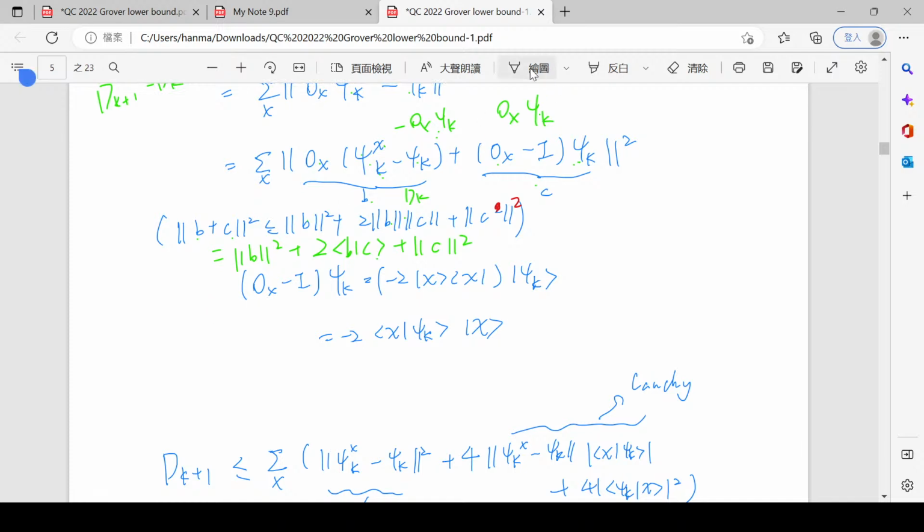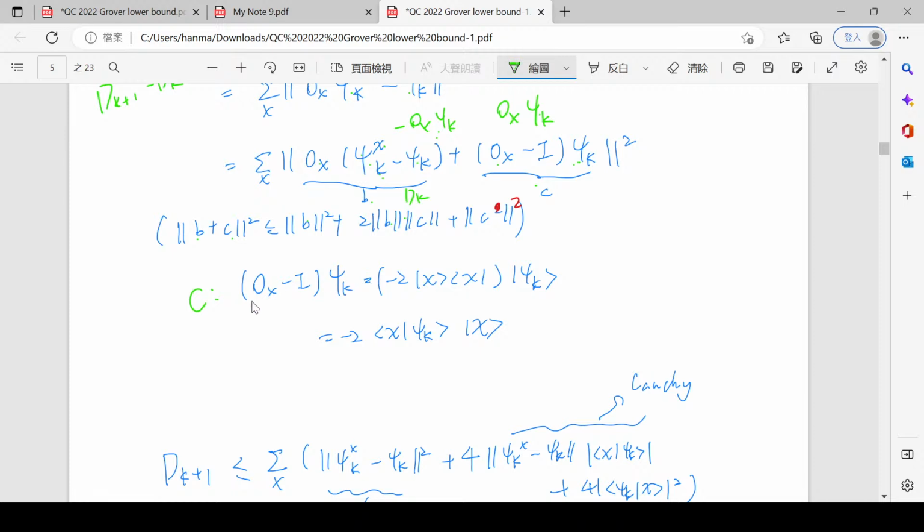This is very crowded, so let's erase this first. C is where we see that the quantum query, although it seems like you can query everywhere, doesn't actually increase the progress too much. So C is OX minus I times this psi k. Remember, psi k is a non-instant state.